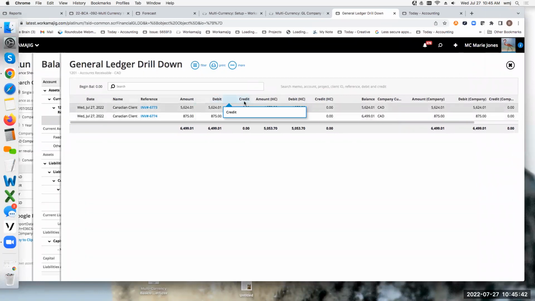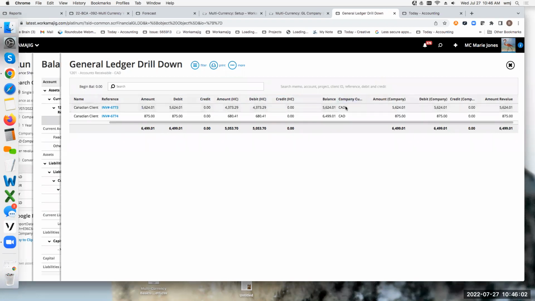So we have the currency, or the transaction currency. So these were done in Canadian dollars. This is the values in US dollars, your home currency. Debits and credits, home currency, transaction currency. And then over here, we have the GL company currency, which may not be the same as your transaction currency. You may be a GBP GL company billing a client in euros, and so the transaction currency may be different. Home currency may be USD, company currency may be CAD.